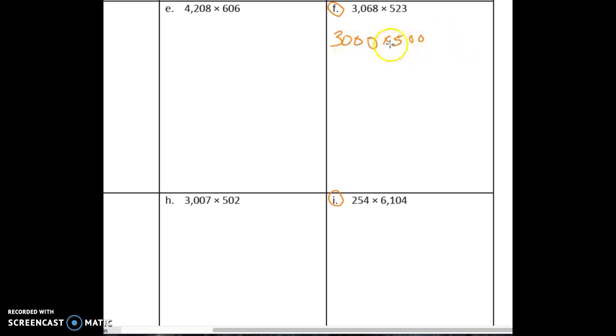So this we know 3 times 5 is 15. Then we have 1, 2, 3, 4, 5 zeros. Woo, that's big, isn't it? Okay, let's take a look at doing it the other way.